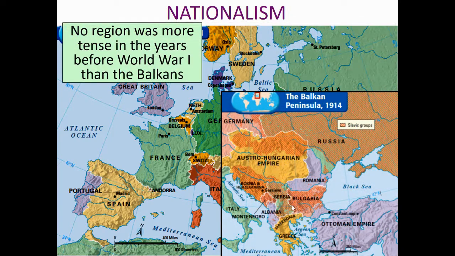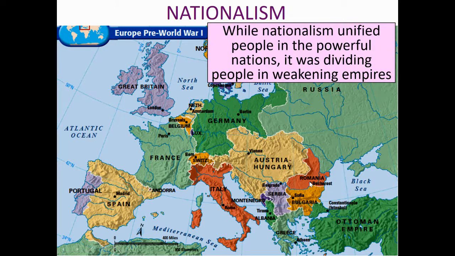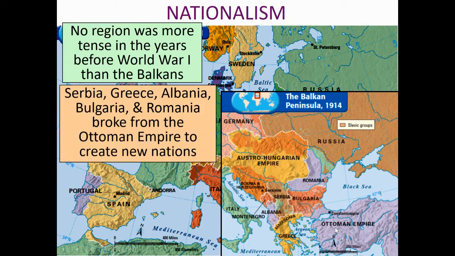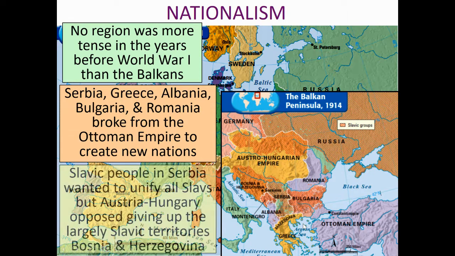This region, this is just a bigger picture of what I had right here. So if you go from here to here, it's just a bigger image. It's called the Balkans. Okay, and these countries breaking away from the Ottoman Empire is going to create a lot of tension. All right, so Serbia, Greece, Albania, Bulgaria, Romania, all right here, break from the Ottoman Empire and create new nations. Serbia is created of a group of people called the Slavic people. All right, it's a cultural group of people. Well, there's a lot of Slavic people living in Austria-Hungary right here, right to their west.